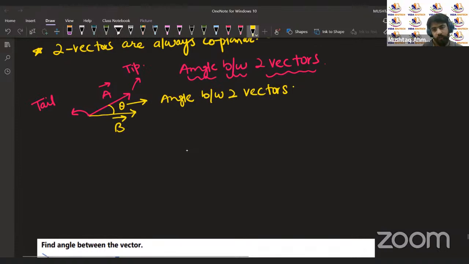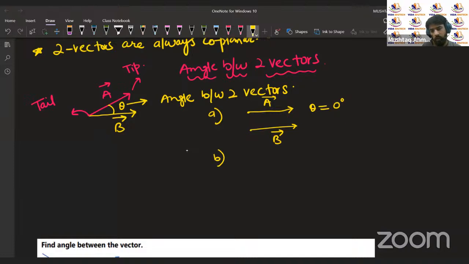Let's suppose that we have two vectors here like this. This is vector A and this is vector B here. These two vectors are along the same direction. We can say that if these two vectors are along the same direction, then the angle between these two vectors is 0 degree.